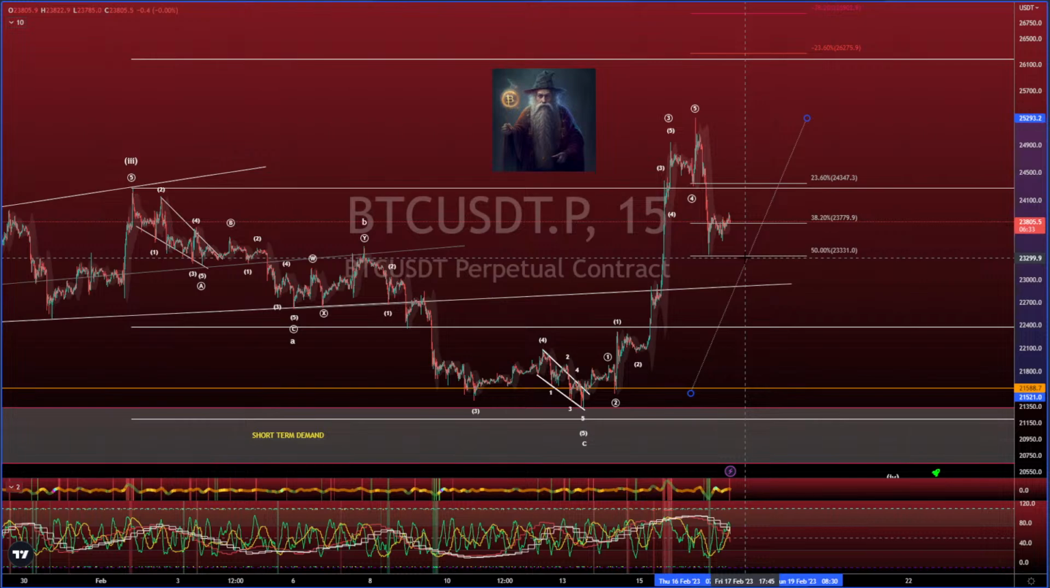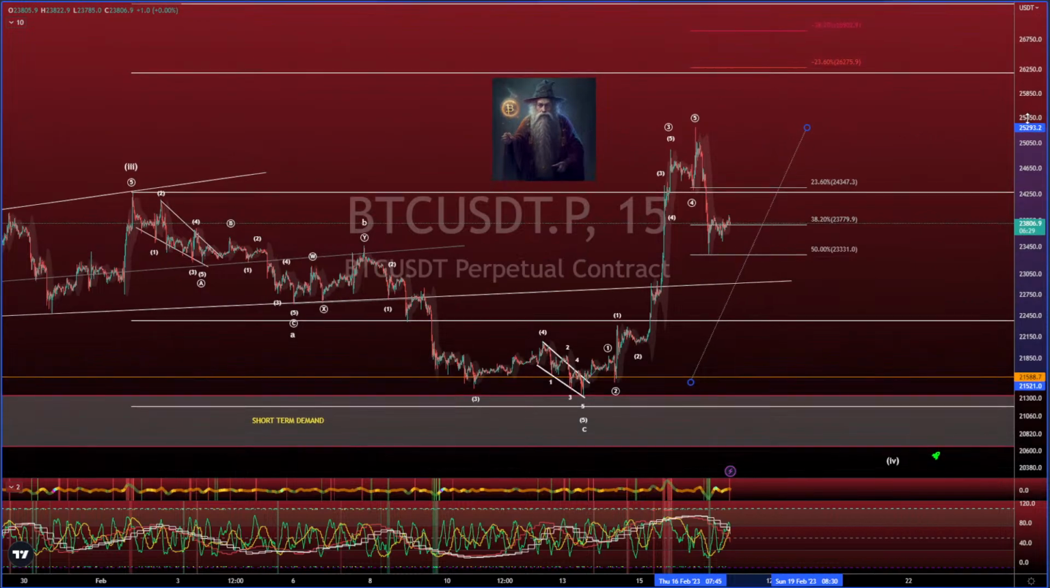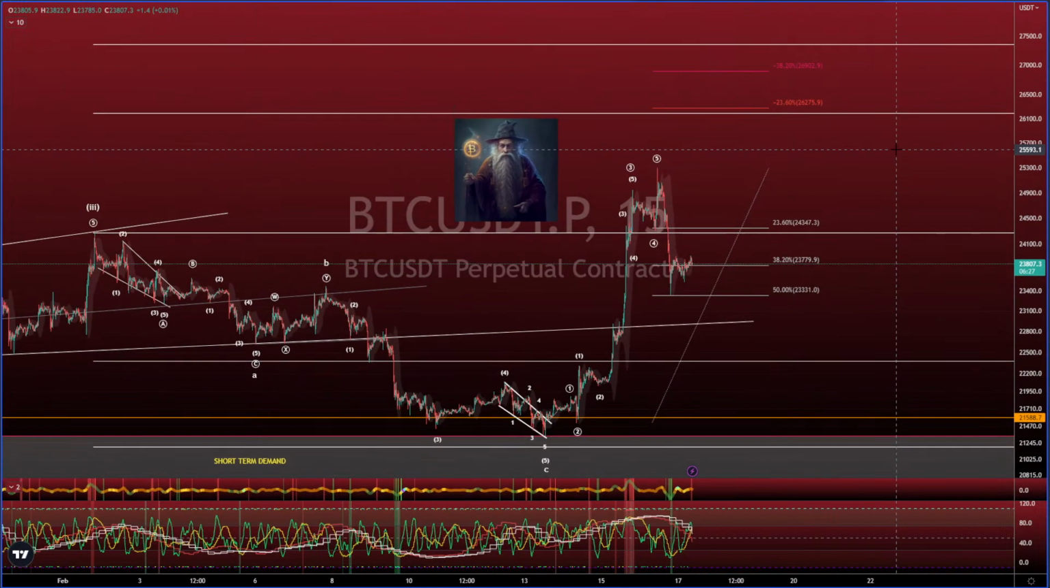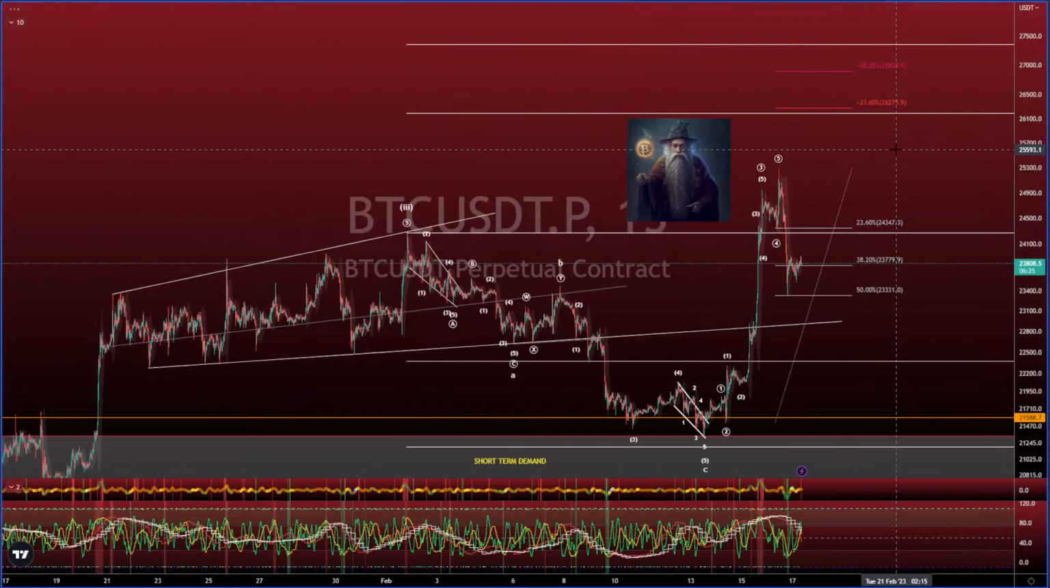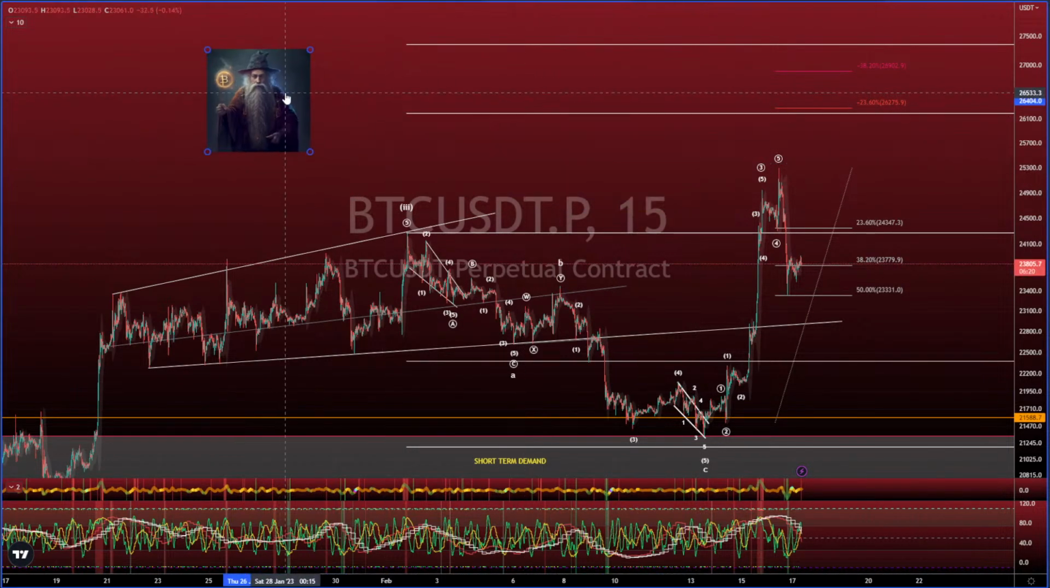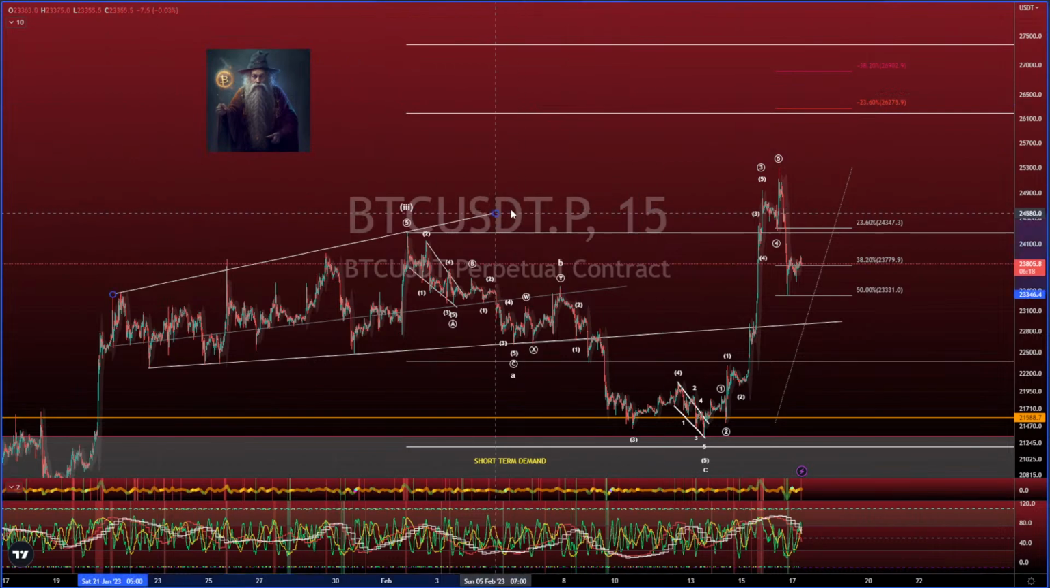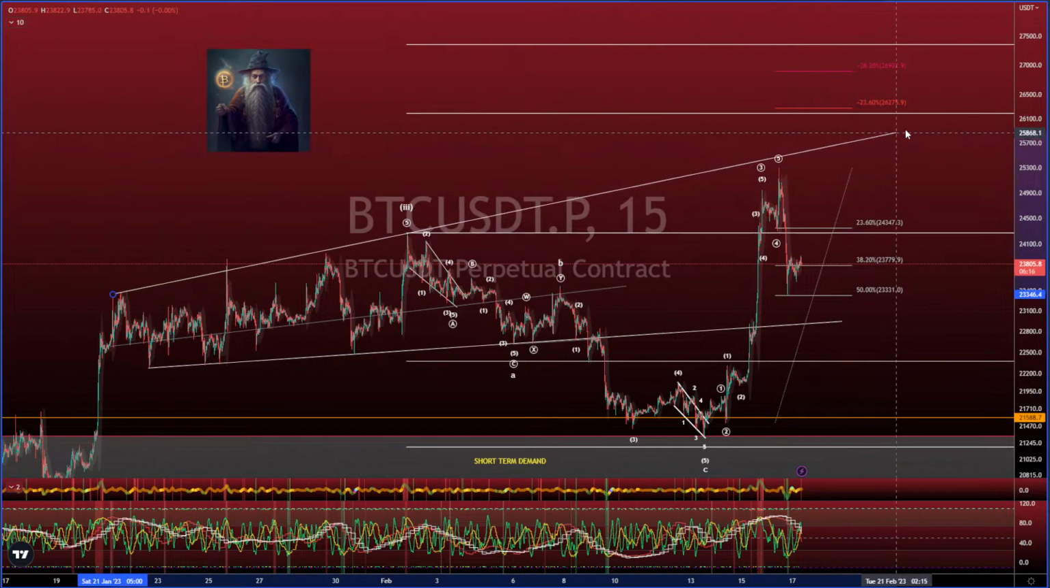23,000 to 23,300 area. But I actually do believe that there is decent probability that, based on the structure, right? Again, based on the structure, decent probability we are going to see a move that's going to continue higher. Let me move my little Bitcoin wizard out of the way and just see where we landed.